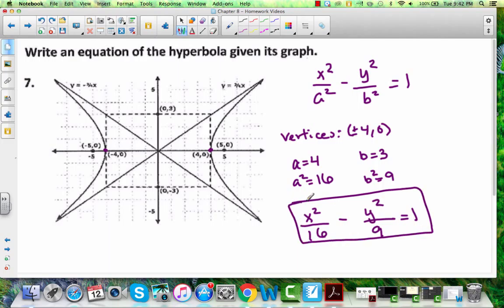Now there are other ways to identify these parts. I could look here and say, okay, this is 3/4. That's going to be my b over a, and that way I could identify b and a as well. But there are a couple of different ways to do that by looking at the graph.